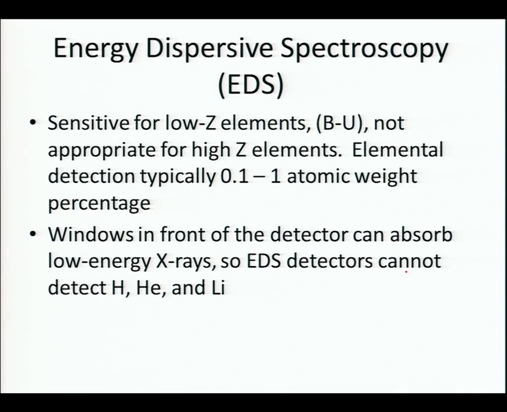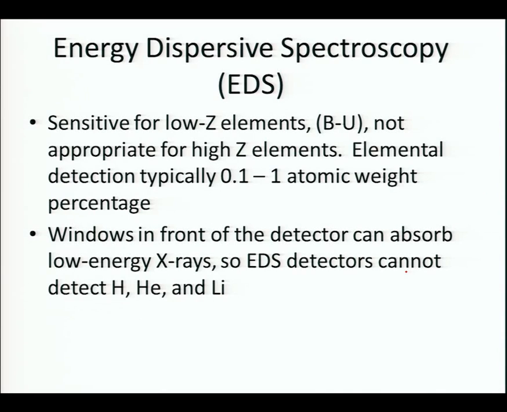This test, like all tests, has a niche where it's appropriate. It's sensitive for low Z elements, boron through uranium, and it's not appropriate for high Z elements. Elemental detection is typically 0.1 to 1 atomic weight percentage. That's really not very high, so this is kind of a quick test. If you wanted something with a lot of resolution, you would go to a test such as SIMS, as we're going to review later on in the note packet.